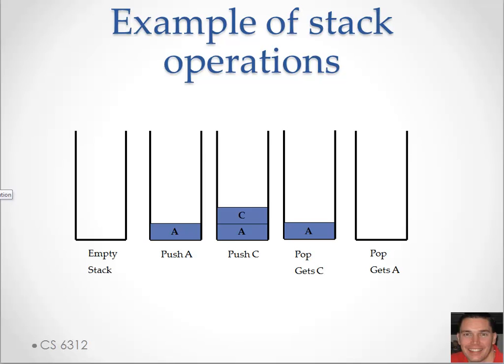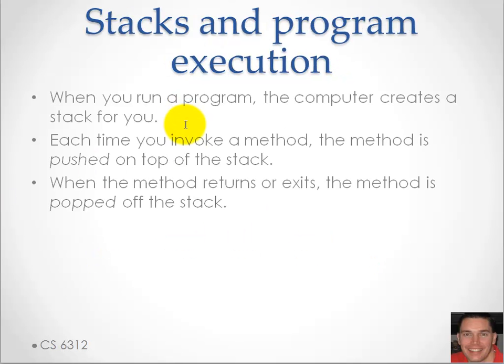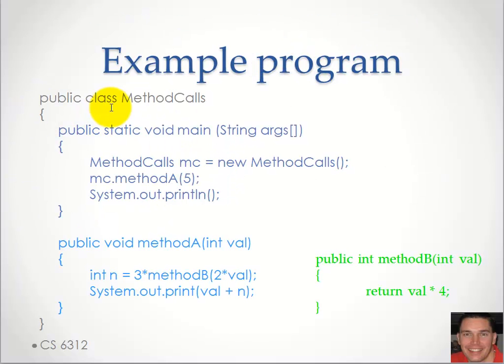So let's see how this works with the execution of our program. When you run that program, the computer creates a stack for you, and each time you invoke a method, the method and its local variables are pushed on top of the stack. And when that method returns or exits, that method is popped off the top of the stack. So here's an example program. We have our class MethodCalls. We have our main method, and here the main method creates a new MethodCalls object. It calls the method A, and method A ends up calling method B.